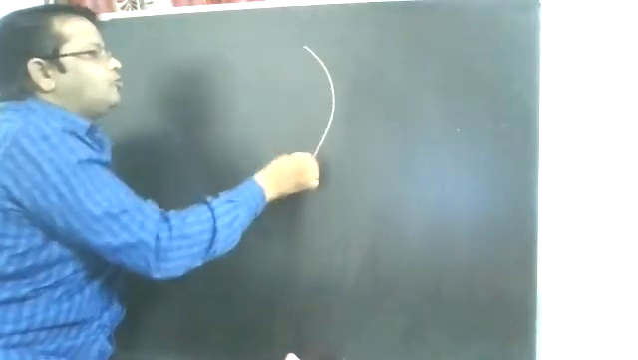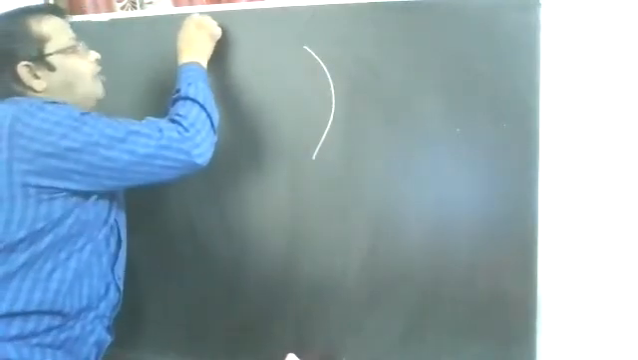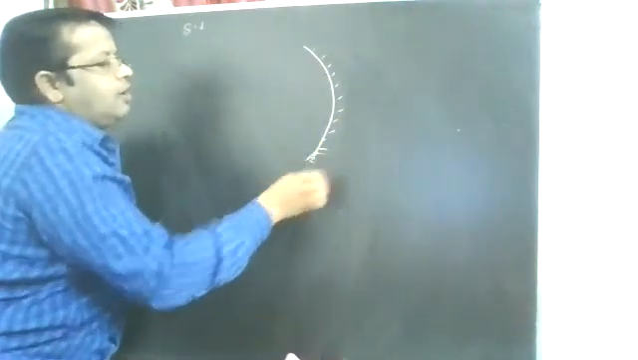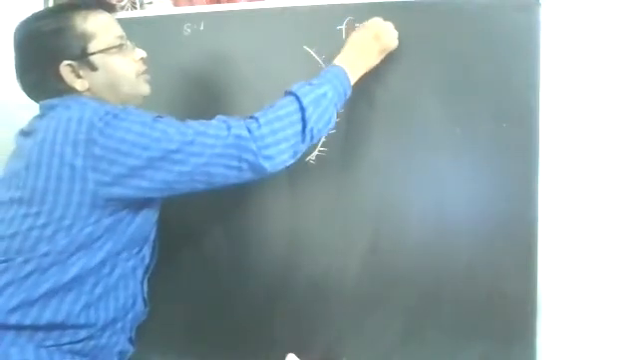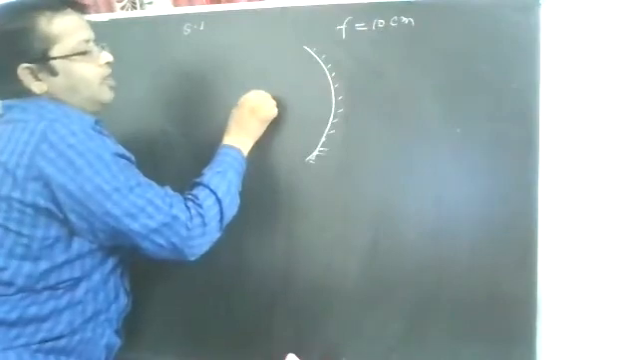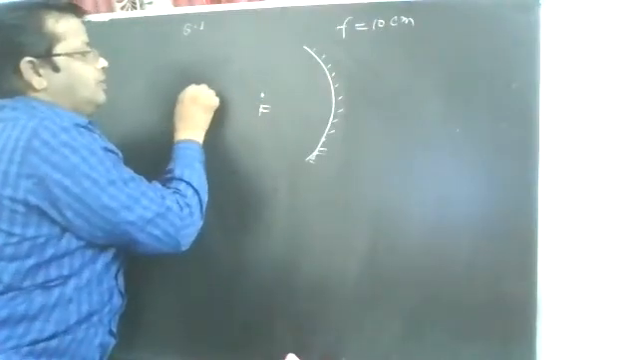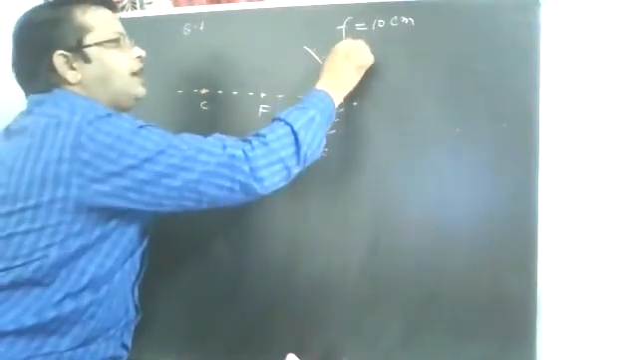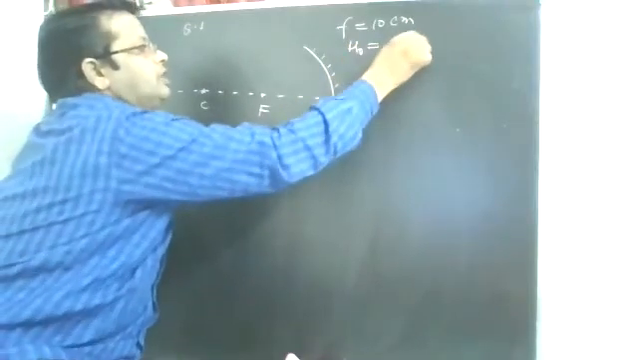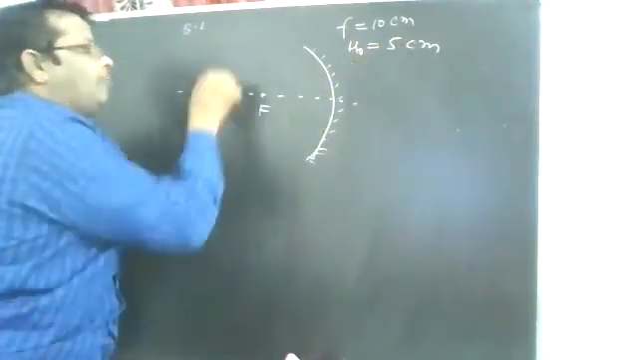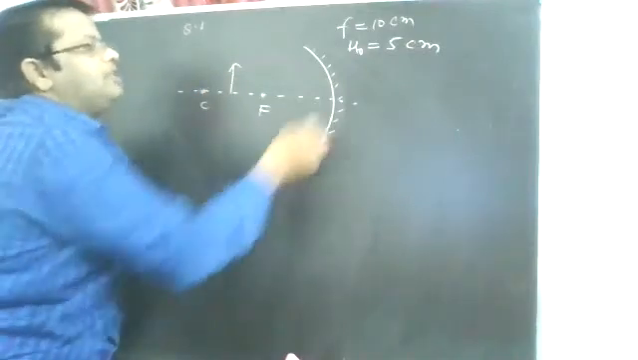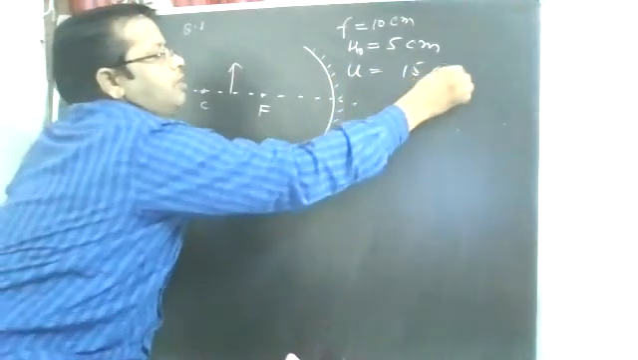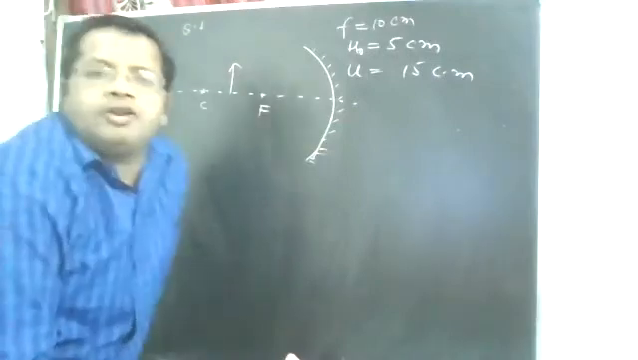Question number 1: in the case of a concave mirror, its focal length is given as 10 centimeter. This is the center of curvature. An object of height 5 centimeter is placed at a distance of 15 centimeter from the mirror, 15 centimeter in front of the mirror.